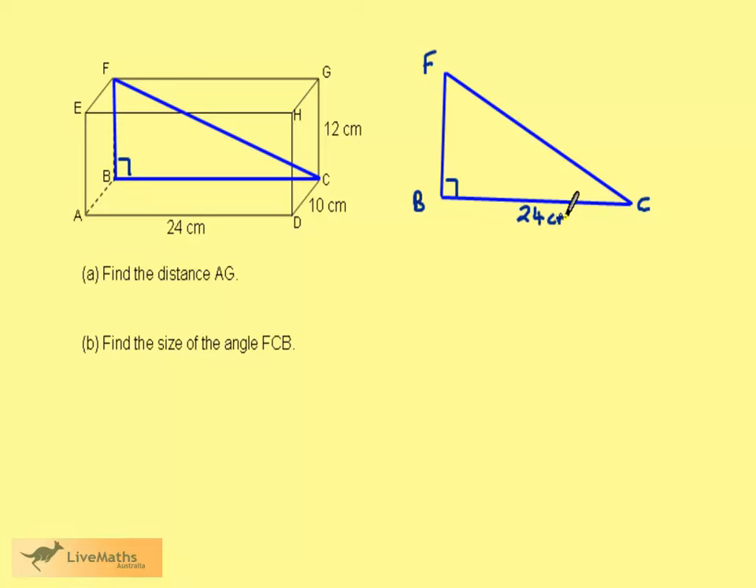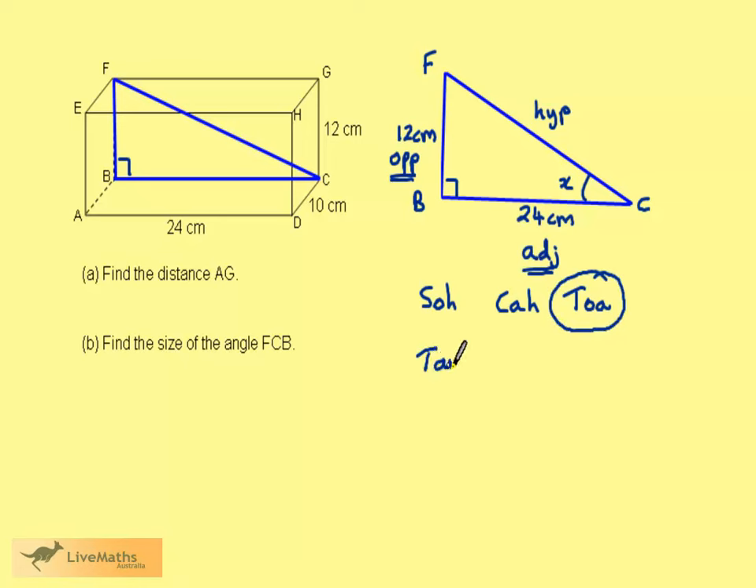Looking at the diagram, we can see BC is 24 centimeters. FB will be 12 centimeters. We want to work out FCB, which is this angle here, and I'm going to call it X. This side clearly is the hypotenuse. This is the adjacent to the angle marked X, and this is the opposite. We know the adjacent and the opposite. Writing down our mnemonic, soh, cah and toa, in a situation where we have O and A, we know it's toa.